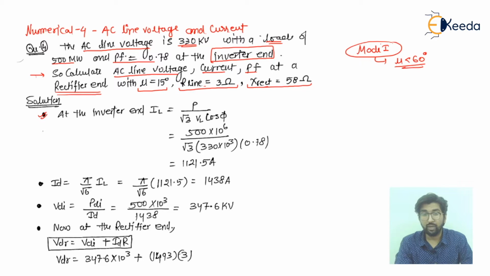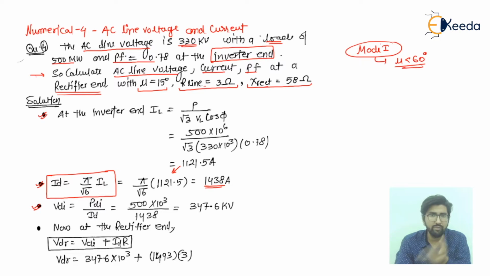Now we will find the ID, that is the DC load current, and its formula we have used so many times: ID is equal to pi upon root 6 IL. You have to put the value of the IL here. After the simplification, you get 1438 ampere. This is 1438 ampere. Now we will find the VDI, that is the DC voltage on the inverter side.